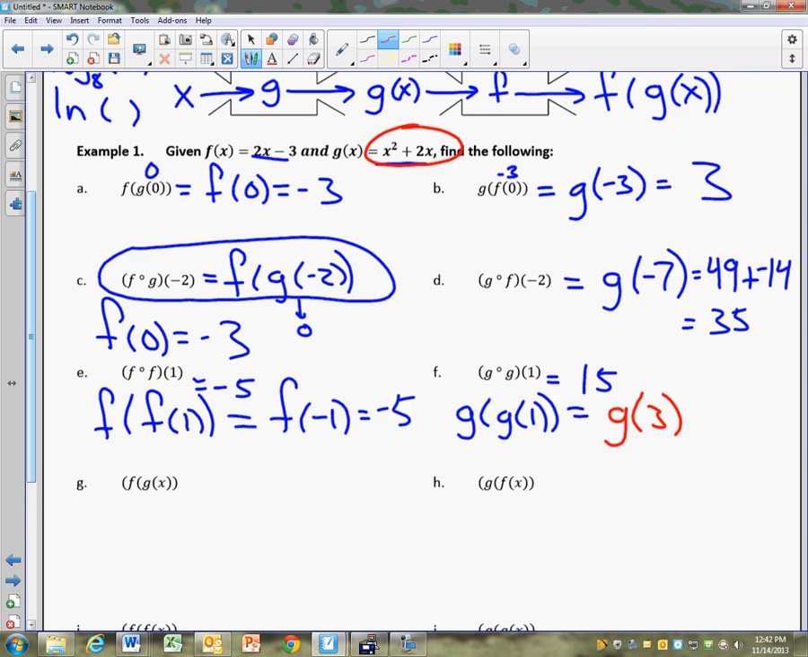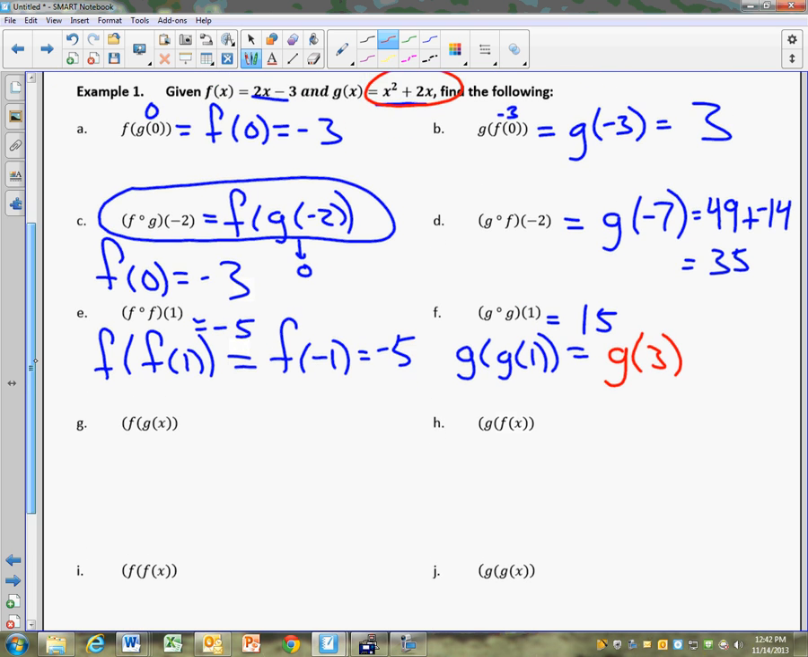We get 3. Now we take 3 and plug it in. 3 squared is 9. 2 times 3 is 6. 9 plus 6 is 15. Better?